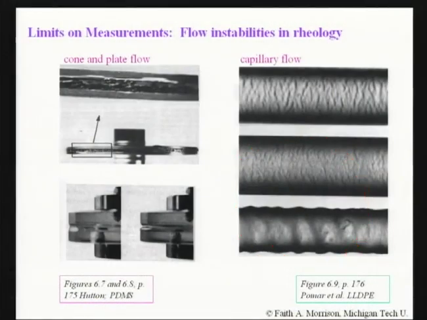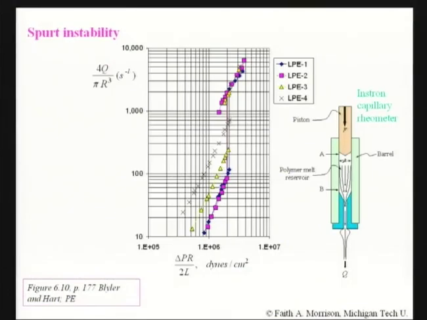So these flow instabilities are the upper limits. Even though we may want to go to higher and higher rates in our measurements, the material won't allow us. These distortions have characteristic signatures in our measurements. I'll be talking about this when I talk about chapter 10 in detail.